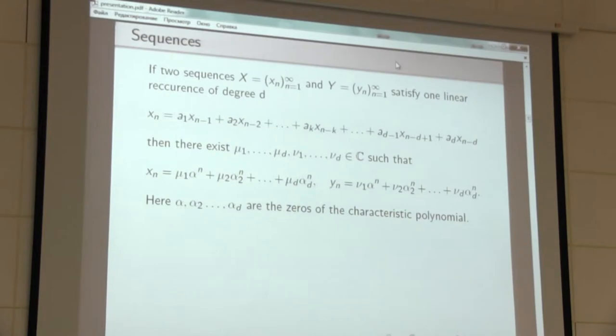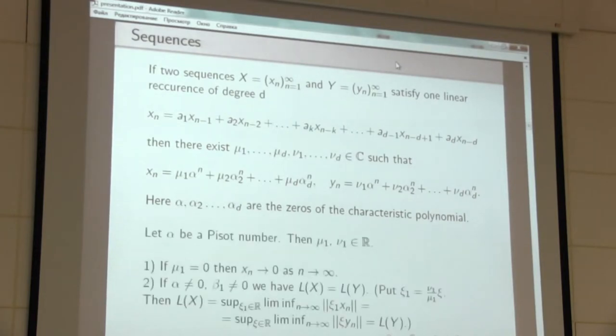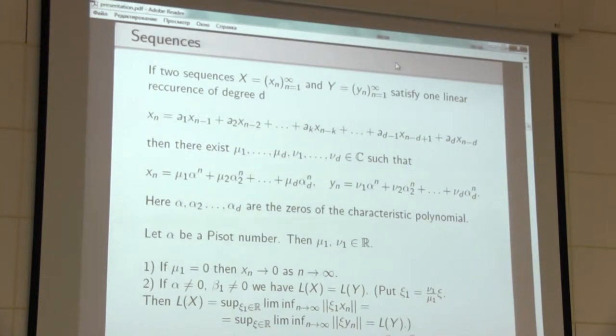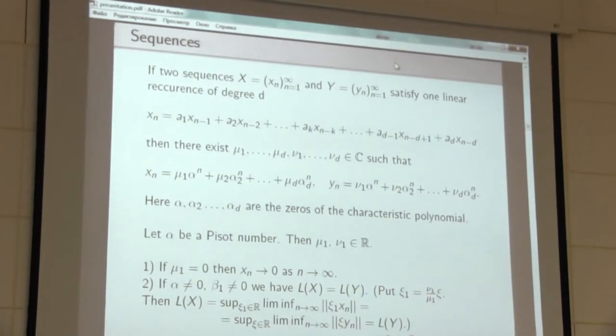So we go back to our linear recurrence, and we know that if the sequence satisfies some linear recurrence of degree d, then we have the following form for x n. And of course, alpha 2, ..., alpha d are the zeros of the characteristic polynomial of this recurrence. So for our quantity L of x, if alpha is a Pisot number, then we know that the first coefficients are real. And only these first coefficients are important when we tend our sequence to infinity.